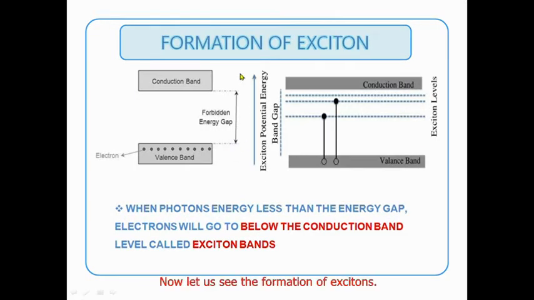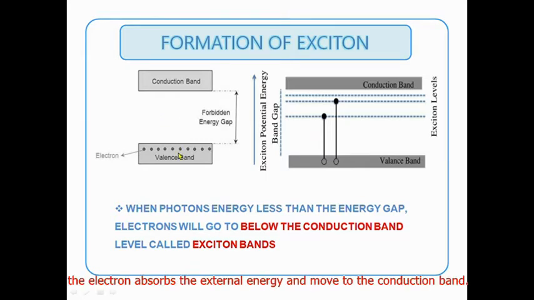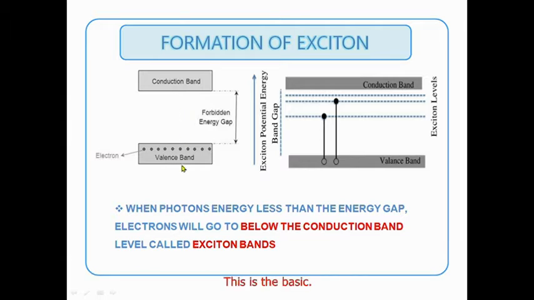Now let us see the formation of exciton. This is the valence band and this is the conduction band. Initially, the valence band is completely filled and the conduction band is empty at the ground state energy, and this is the forbidden energy gap. If we apply photon energy, the electron absorbs the external energy and moves to the conduction band.